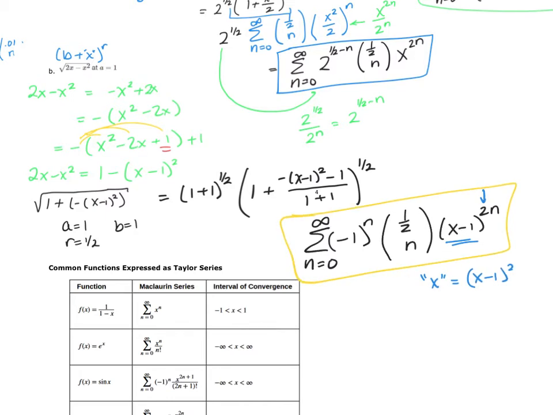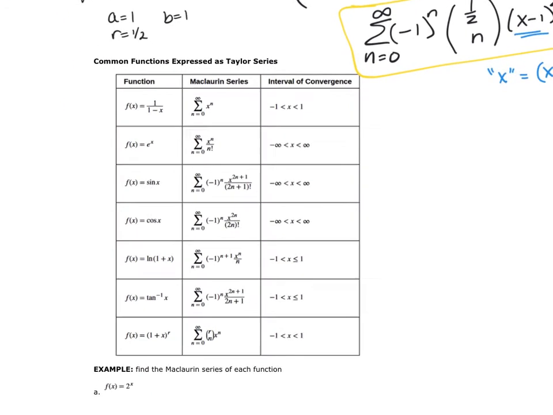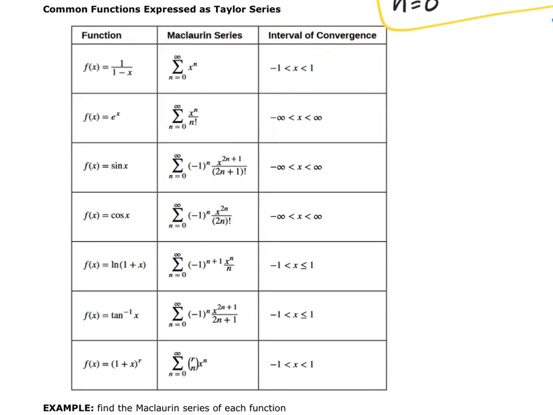Now, I want to take a look at some of the common functions that can be expressed as Taylor series. So the first one that we have is the reciprocal function, that 1 over 1 minus x can be written as the Maclaurin series. This is our interval of convergence. e to the x can be written as the sum from n equals 0 to infinity of x raised to the n over n factorial, with this interval of convergence, so basically all the time. Sine is defined here, and cosine is defined here, natural log, tangent inverse, and 1 plus x raised to the r, which is what we've just been spending time on.